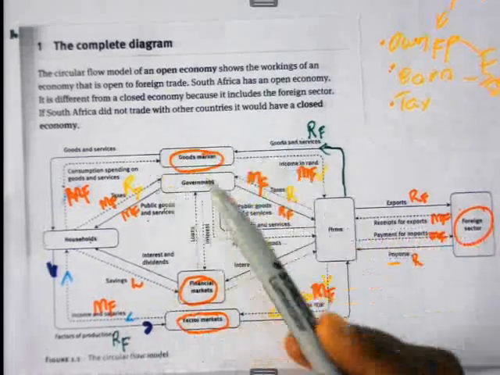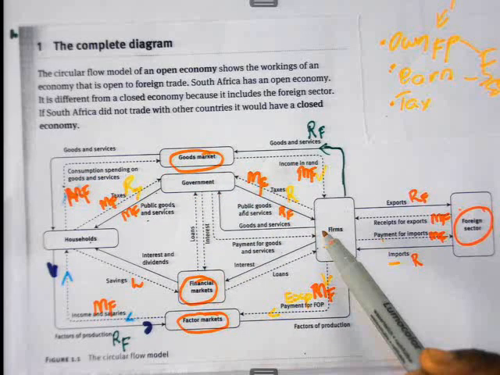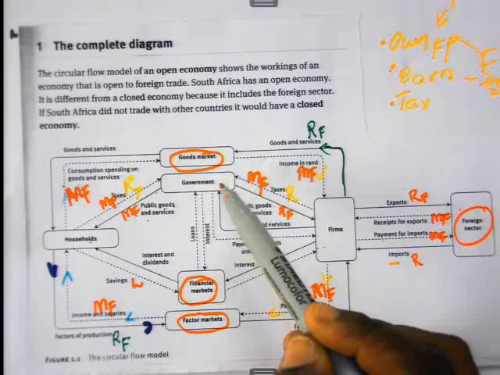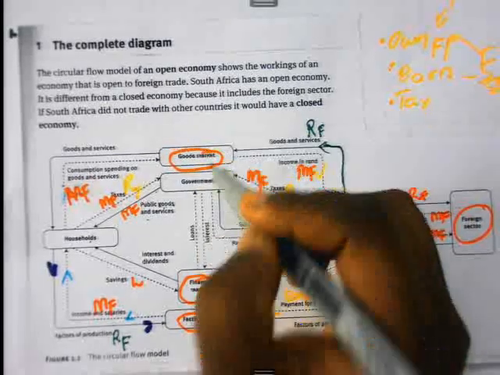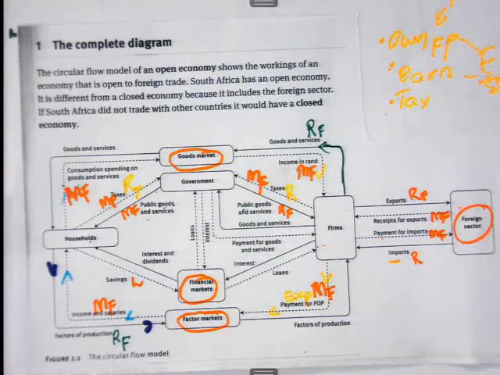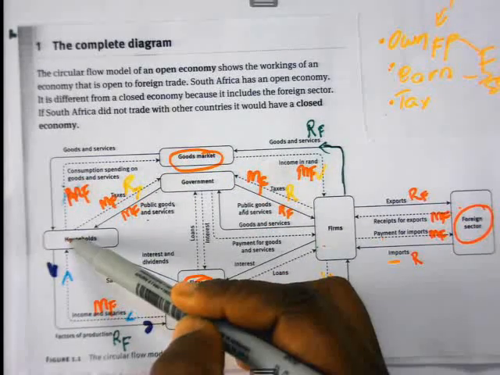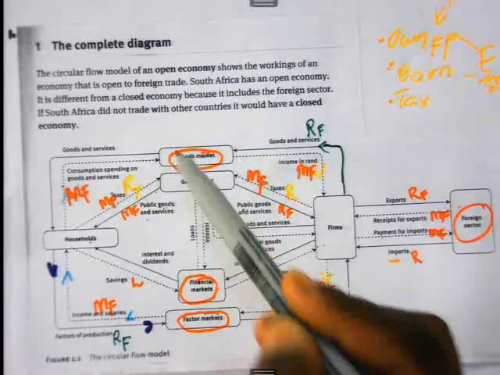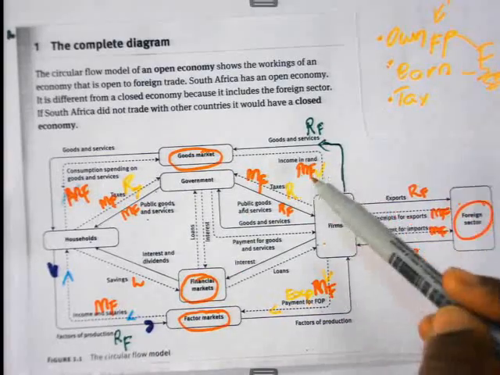The goods market is where we sell goods and services, where the firms bring their goods and services for sale. We also call this the product market. Who are the participants in that market? The firms, they sell. The households are the buyers, as well as the government and the foreign sector.